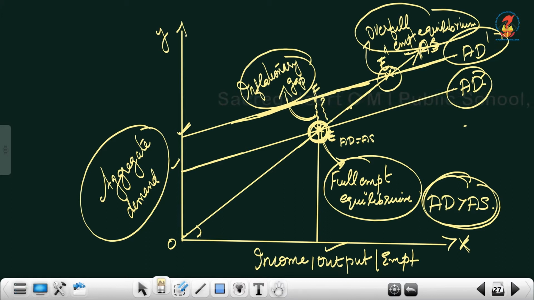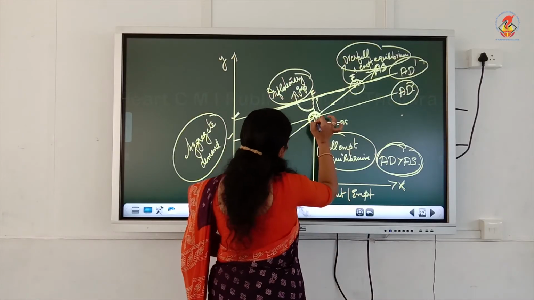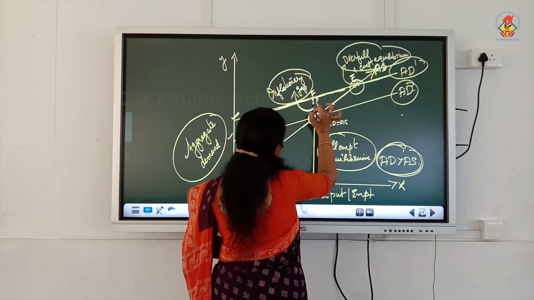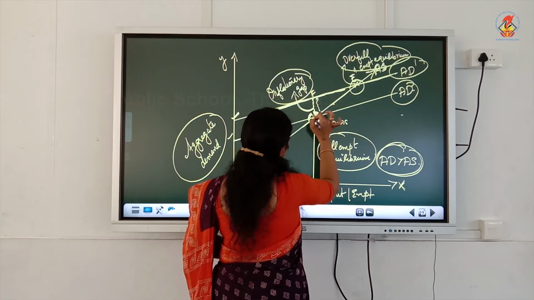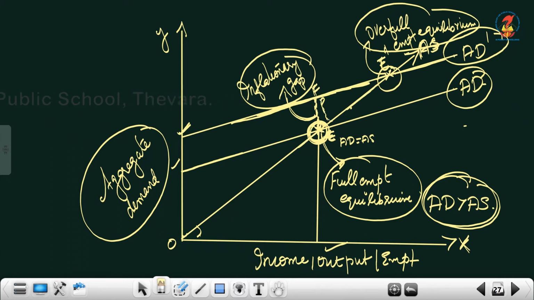So what is excess demand? A situation where aggregate demand is greater than aggregate supply corresponding to the full employment equilibrium level. Full employment equilibrium level is E. Corresponding to that, what is the gap to the new AD curve? That gap is known as inflationary gap. So that gap here is EF. EF is the gap. Okay.